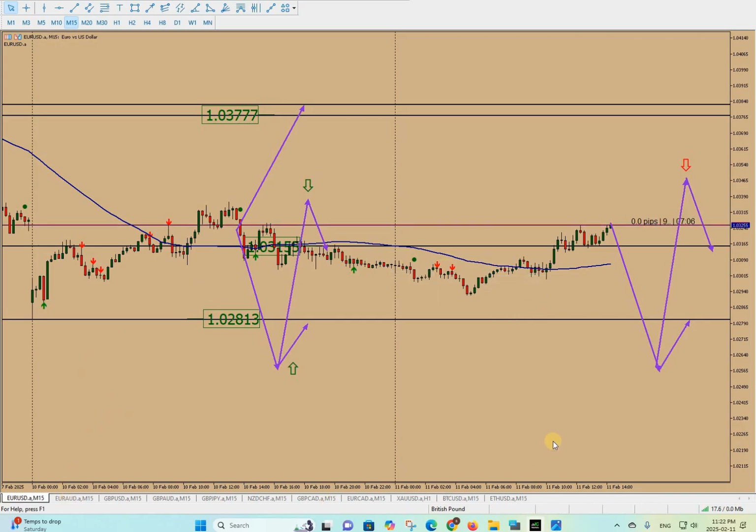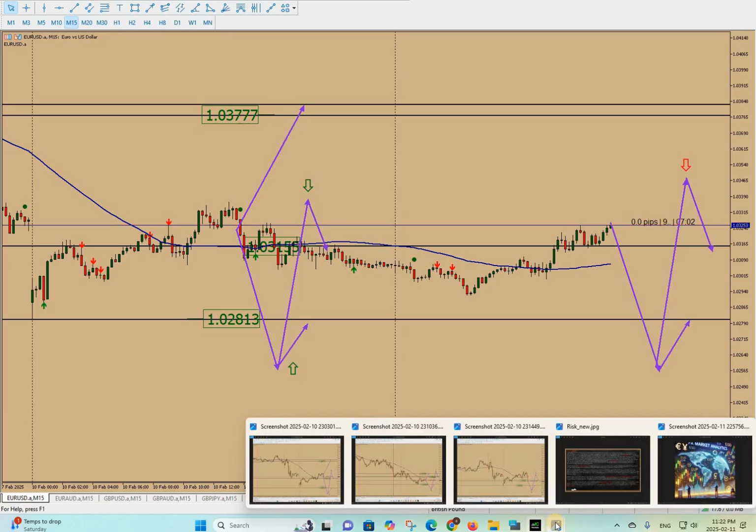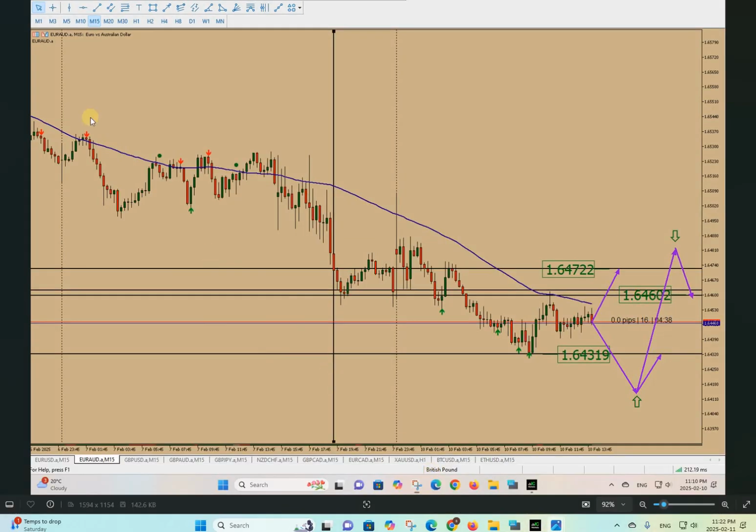Then we got Euro Australia. Let me find a Euro Australia for you. This is Euro Australia, and that was the screenshot again. As you can see, time was 11:10 p.m. Date is 10th of February.